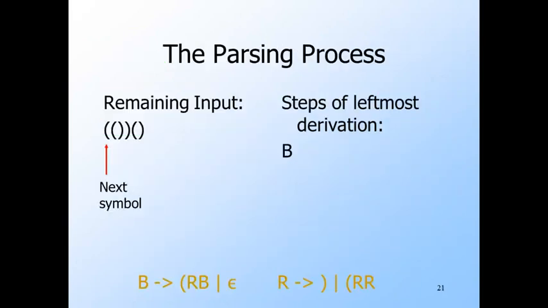Here's an example. Suppose we want to find the unique leftmost derivation for this string of parentheses. That's this string right here. We set the string up as an input with a pointer to the next symbol that must be matched in the leftmost derivation. We start off with the left sentential form that is the start symbol b alone. The next input to match is a left paren, and we must therefore expand this b to left paren rb, that is, using that production.